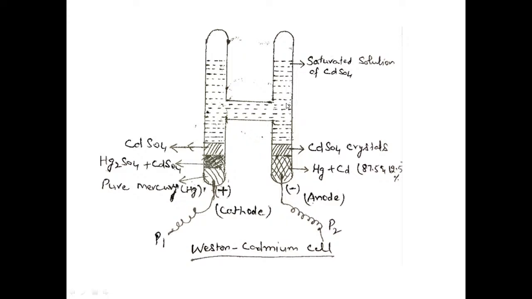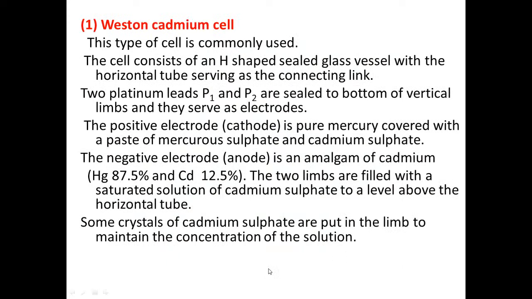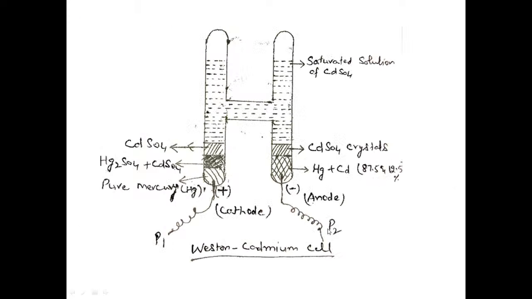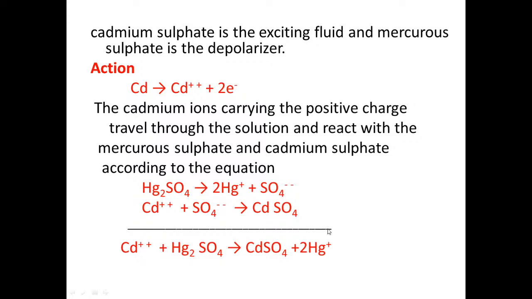This is the solution of cadmium sulphate. Okay, this is your cadmium cell. Some crystals of cadmium sulphate are put in the limb to maintain the concentration of the solution. Cadmium sulphate is the exciting fluid and mercurous sulphate is the depolarizer.